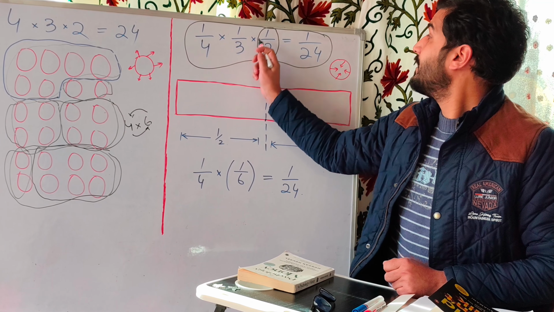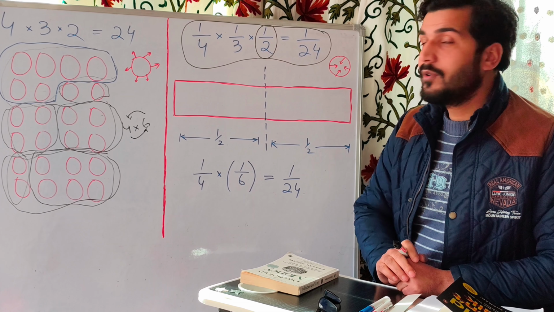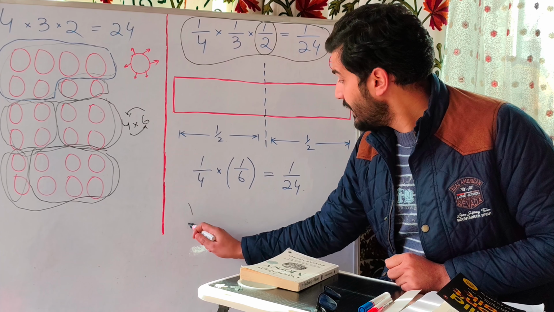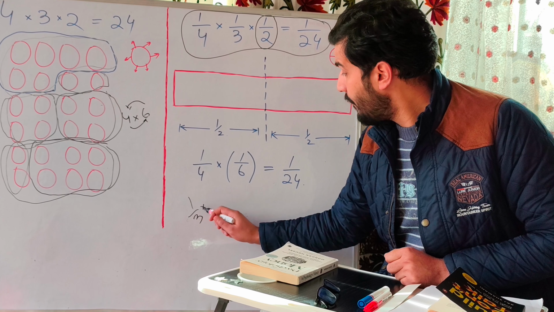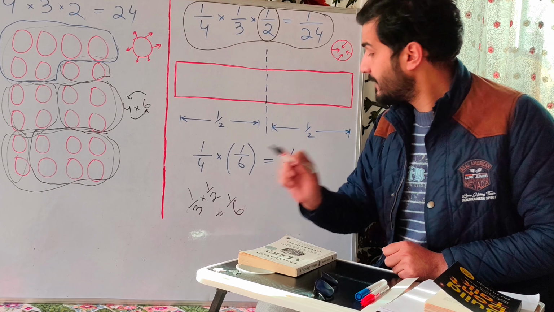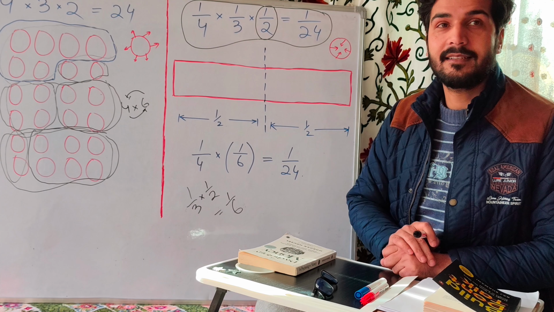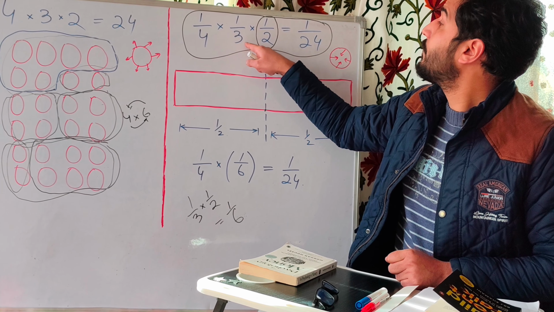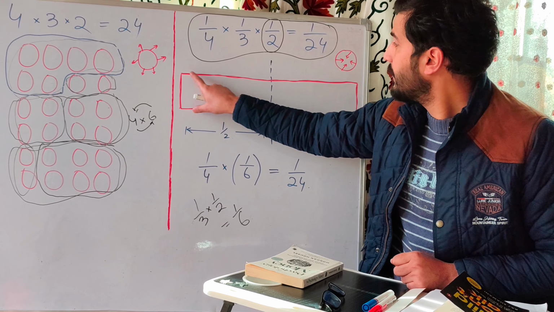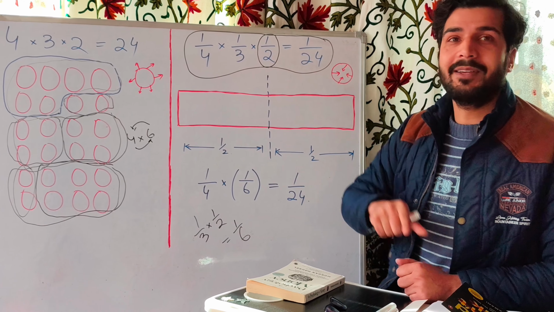So what is 1 by 3 of 1 by 2? Whenever we take 1 by 3 of 1 by 2, it will become 1 divided by 6. It means that if this is half, now we have to find 1/3 of this 1 by 2.